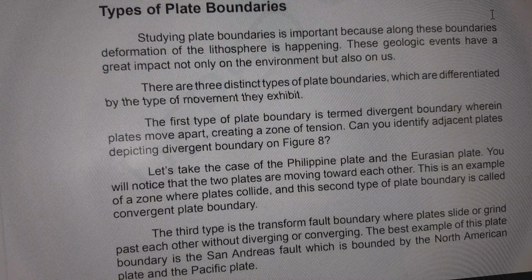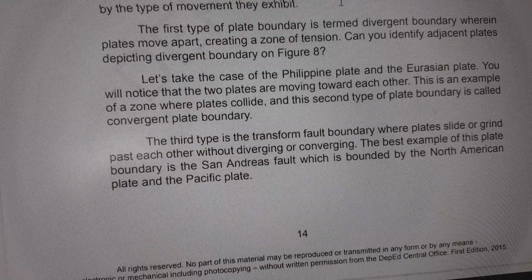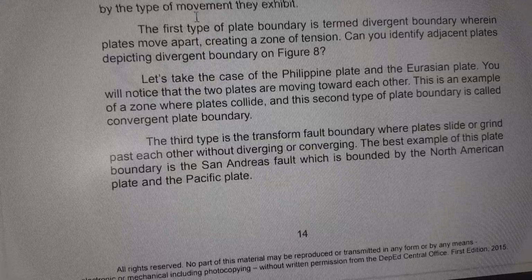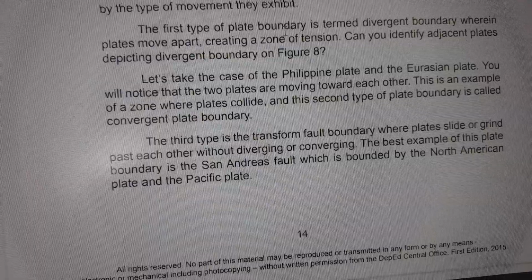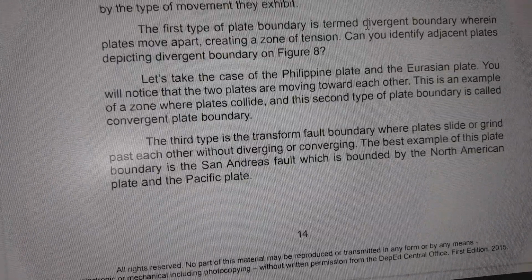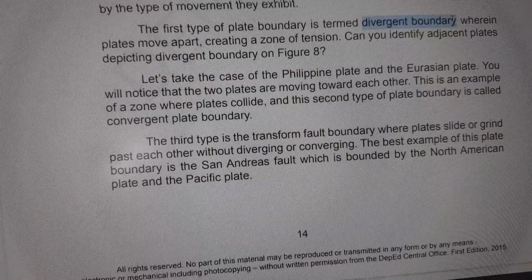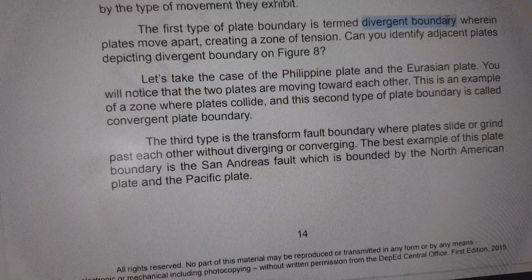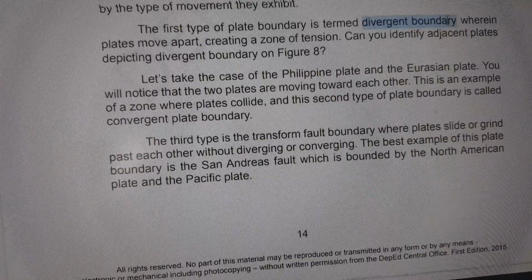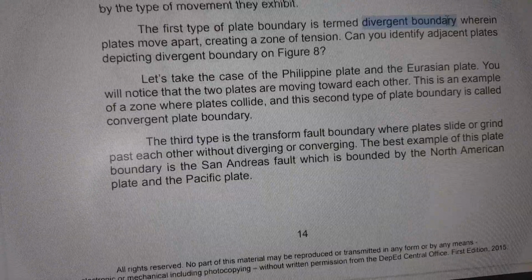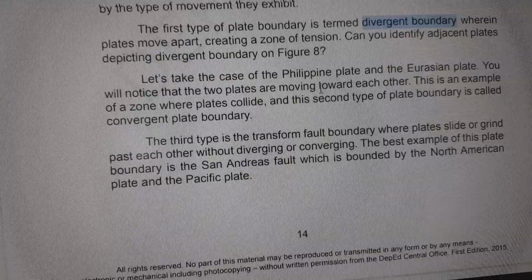So there are three distinct types of plate boundaries which are differentiated by the type of movement they exhibit. The first type of boundary is termed the divergent boundary. Okay, that is number one of the types of plate boundaries. Divergent boundary. Now, what is the divergent boundary? Google it so that you can understand that one.